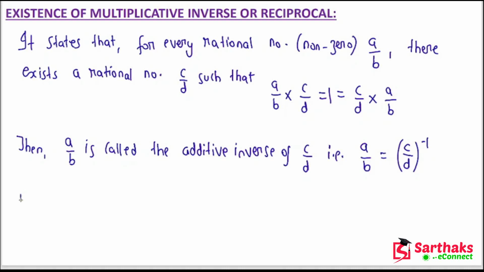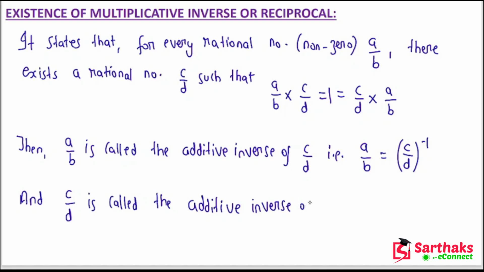And C upon D is called the multiplicative inverse or reciprocal of A upon B, that is, C upon D is nothing but the inverse of A upon B. So this is how we define multiplicative inverse or reciprocal. The reciprocal of a number is nothing but the interchange of denominator and numerator.